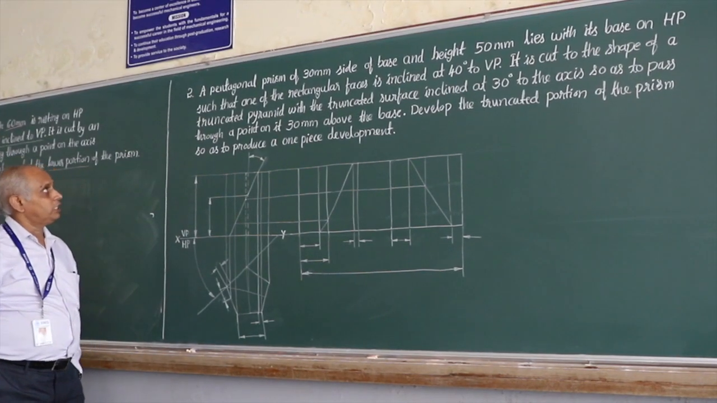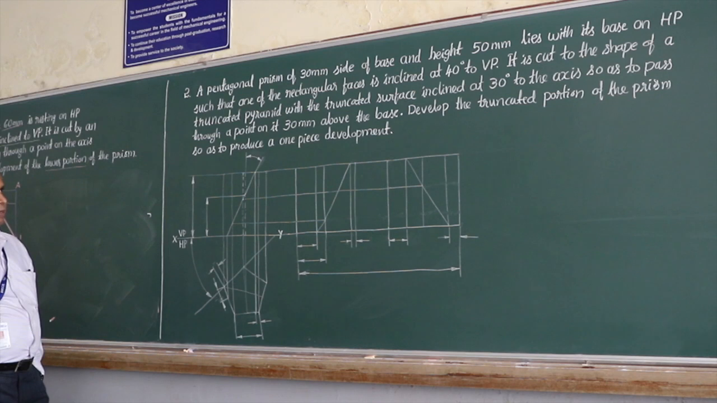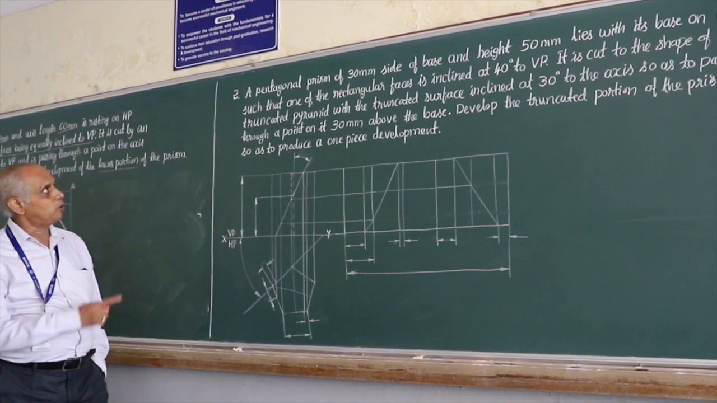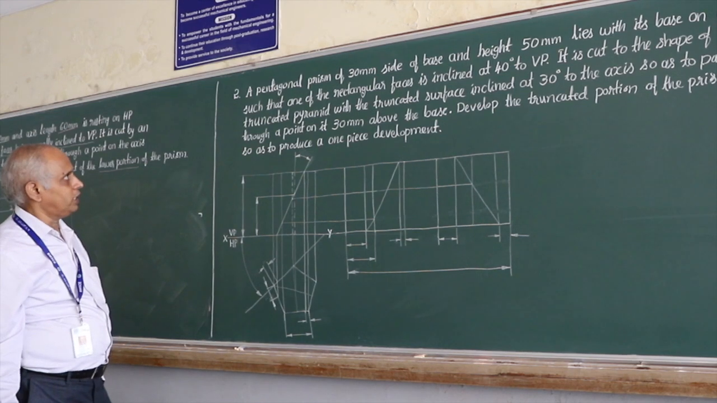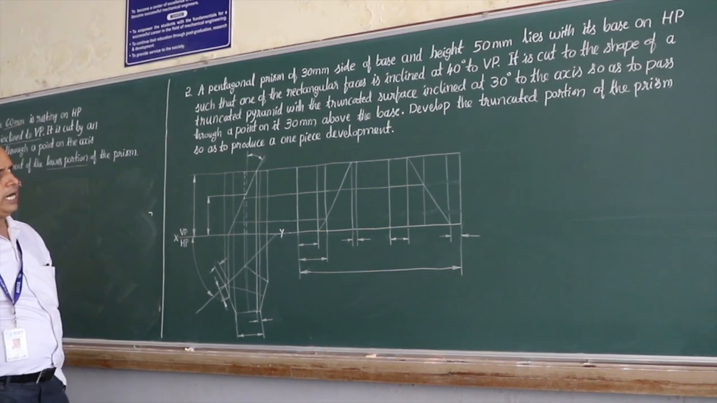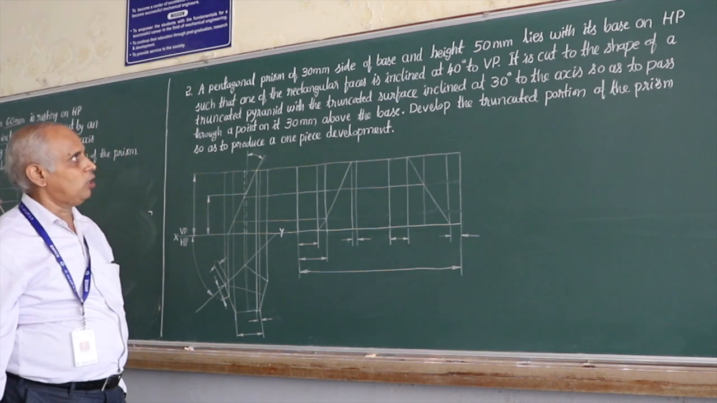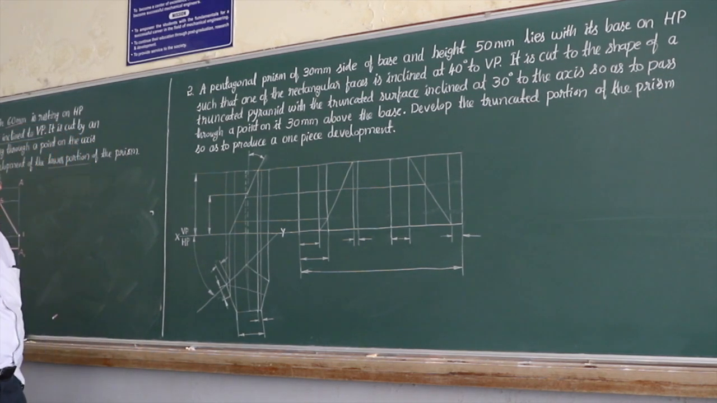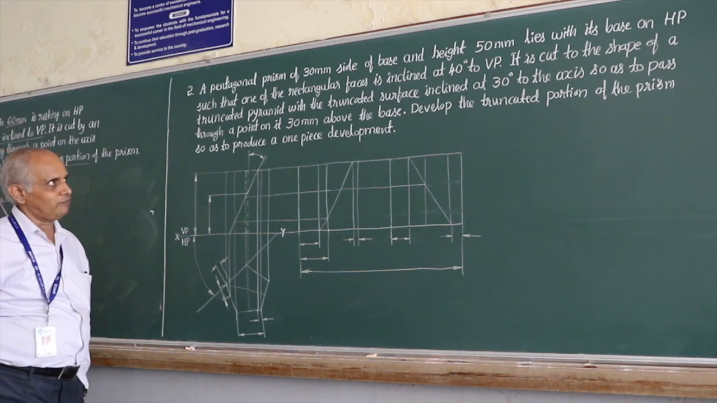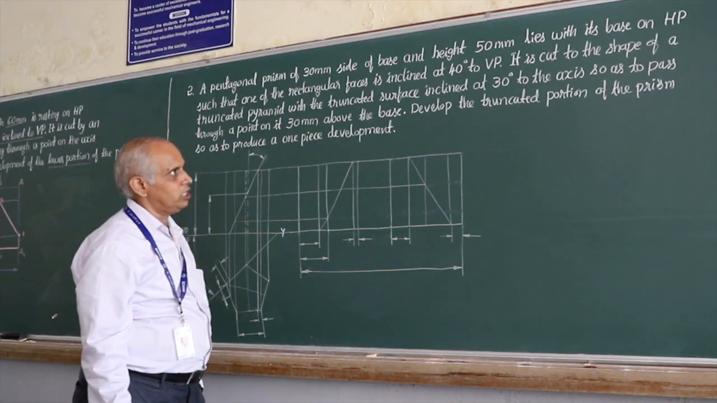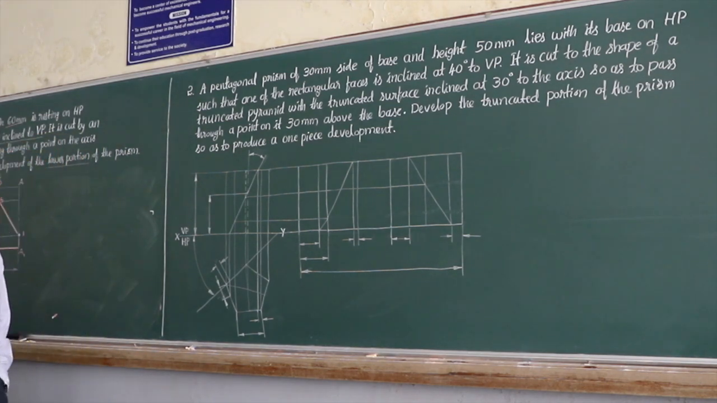Now let us continue with the second problem, which is on pentagon prism. Remember, prisms are under parallel line method, and the problem states a pentagonal prism of 30 mm side of base and height 50 mm lies with base on HP such that one of the rectangle face is inclined at 40 degrees to VP. It is cut to the shape of a truncated pyramid with a truncated surface inclined at 30 degrees to axis so as to pass through a point on it 30 mm above base. Develop the truncated portion of the prism so as to produce one piece development.